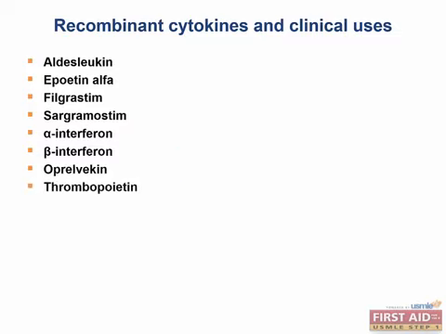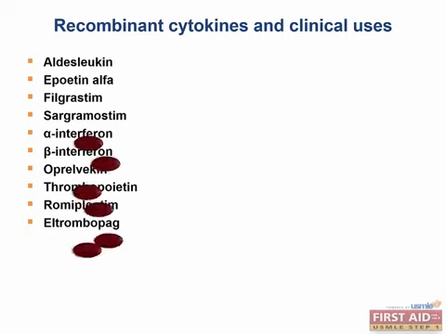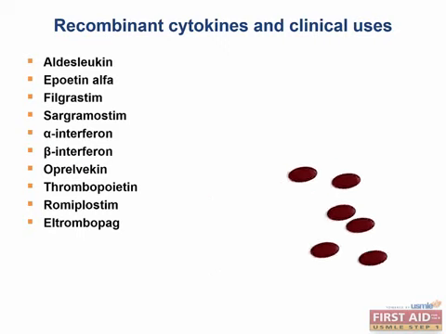Oprelvekin and thrombopoietin are classical agents that act like interleukin 11 to increase the production of platelets from the bone marrow. Think of thrombus, then you'll remember platelets. Romiplostim and eltrombopag are newer agents that act in a similar fashion. Sorry, they sound like Lord of the Rings characters there, but they all increase the production of platelets.